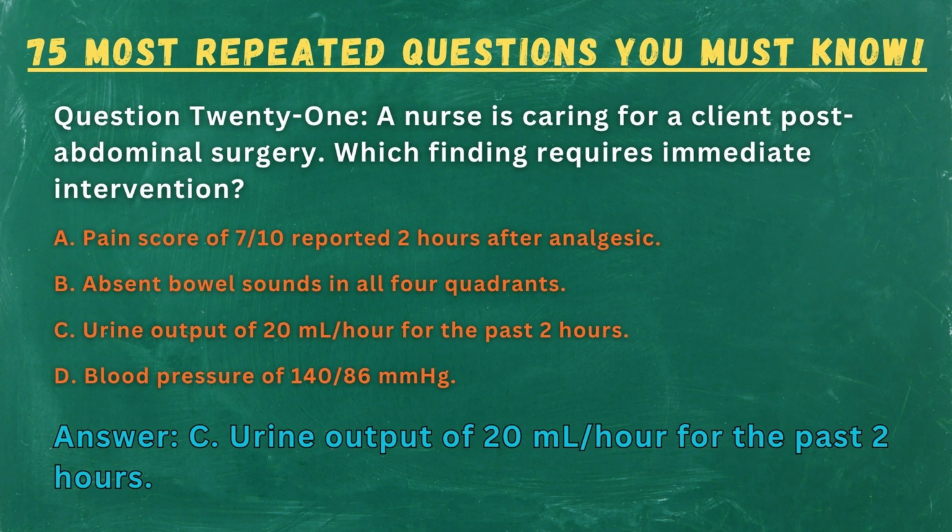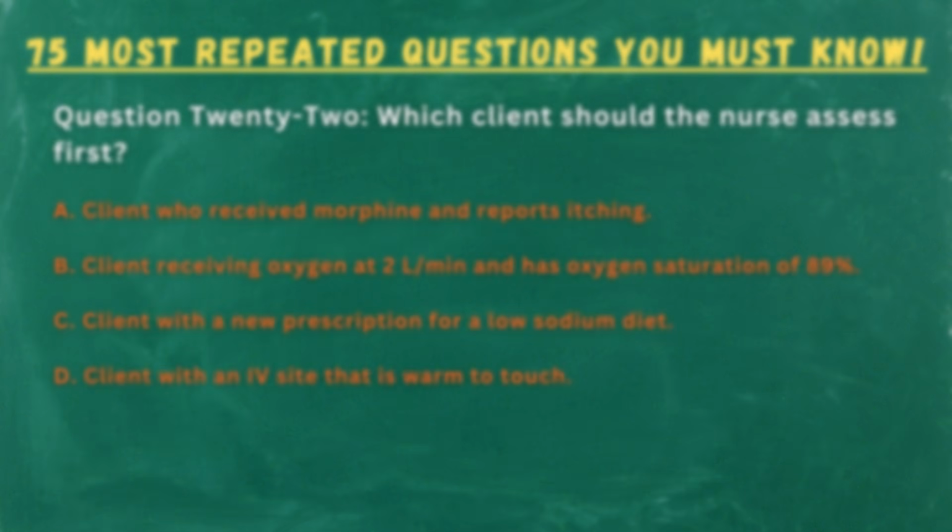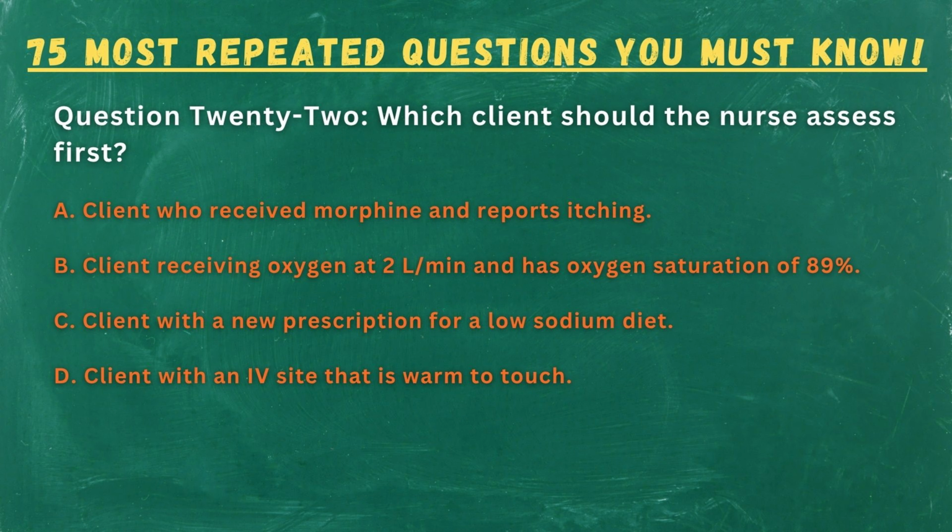Answer: C. Urine output of 20 milliliters per hour for the past 2 hours. Question 22. Which client should the nurse assess first? A. Client who received morphine and reports itching. B. Client receiving oxygen at 2 liters per minute and has oxygen saturation of 89%. C. Client with a new prescription for a low-sodium diet. D. Client with an infection that is warm to touch.